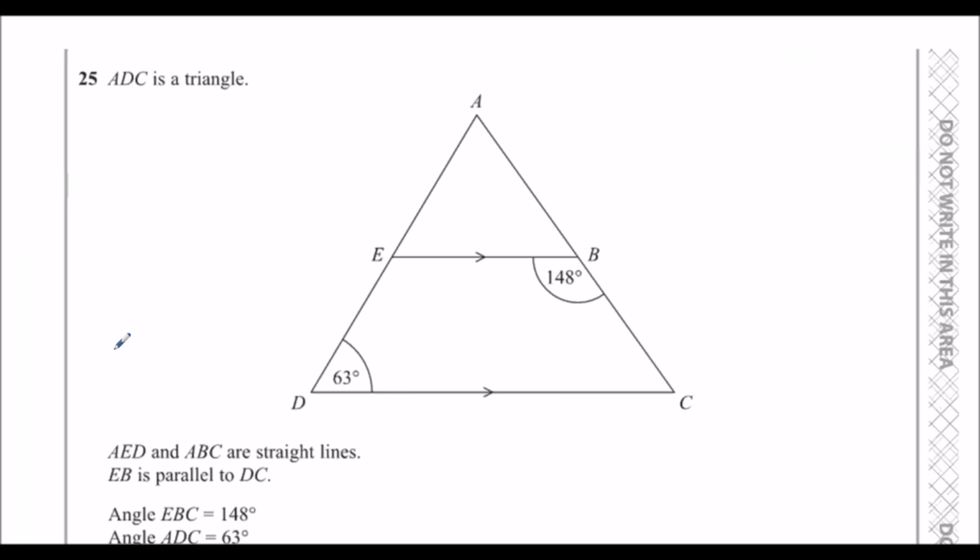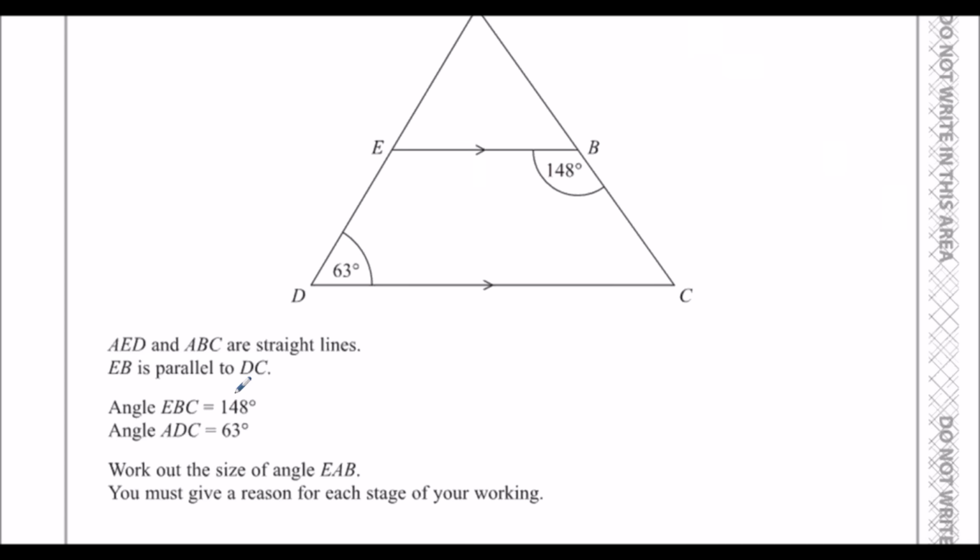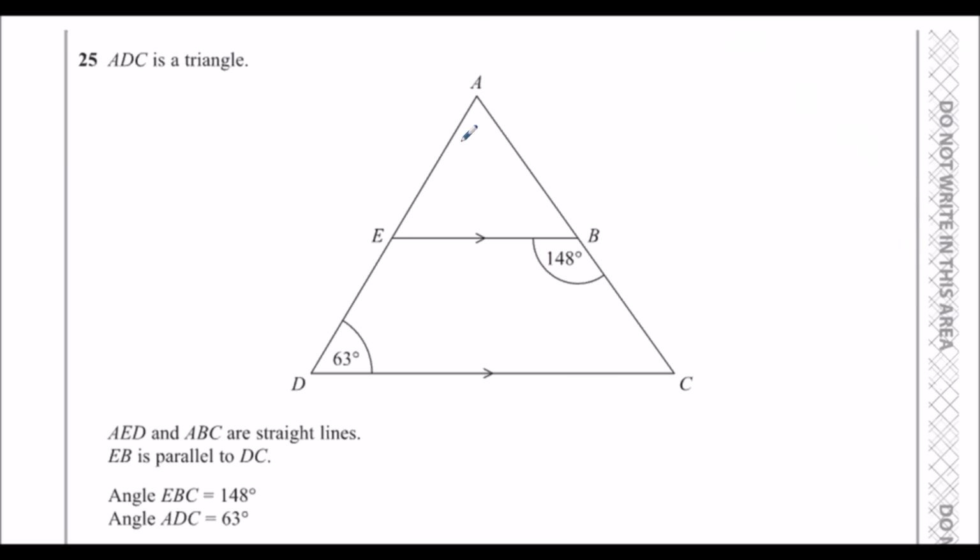Question 25. ADC is a triangle. So the big triangle, ADC. And we've got straight lines down here. EB is parallel to DC. And we've got angles given to us. They're marked on the diagram. Work out the size of EAB. That's the top one up here. So that's what we're working out. EAB.